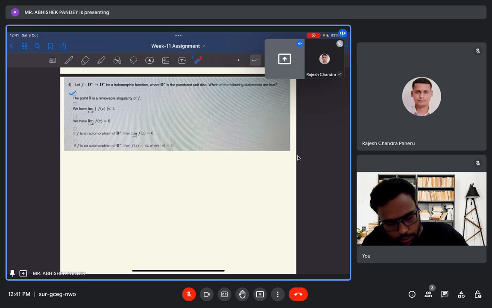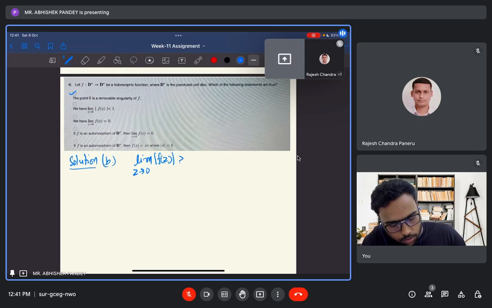Now let us look at the second question, option B. Suppose that the limit as z tends to 0 of mod f of z is greater than or equal to 1. If it is greater than 1, f will be discontinuous, isn't it?